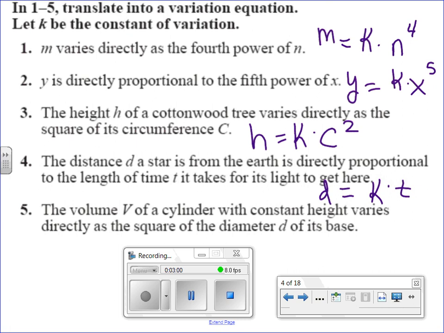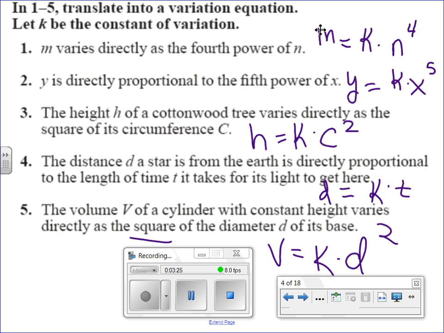And last one. The volume of a cylinder with constant height varies directly as the square of the diameter. Lauren? Did you have an exponent for your d? Good. So there's the keyword square, so you plot the 2 on there, okay?